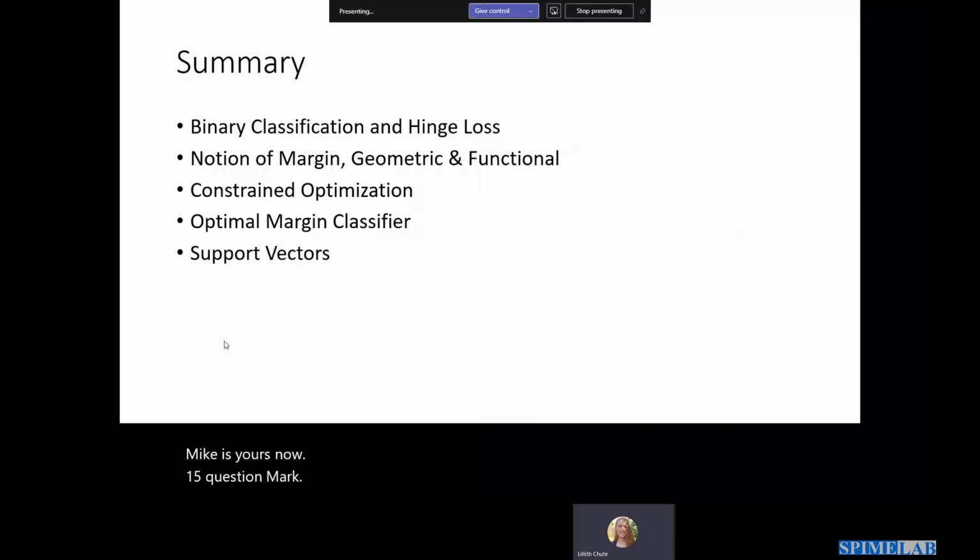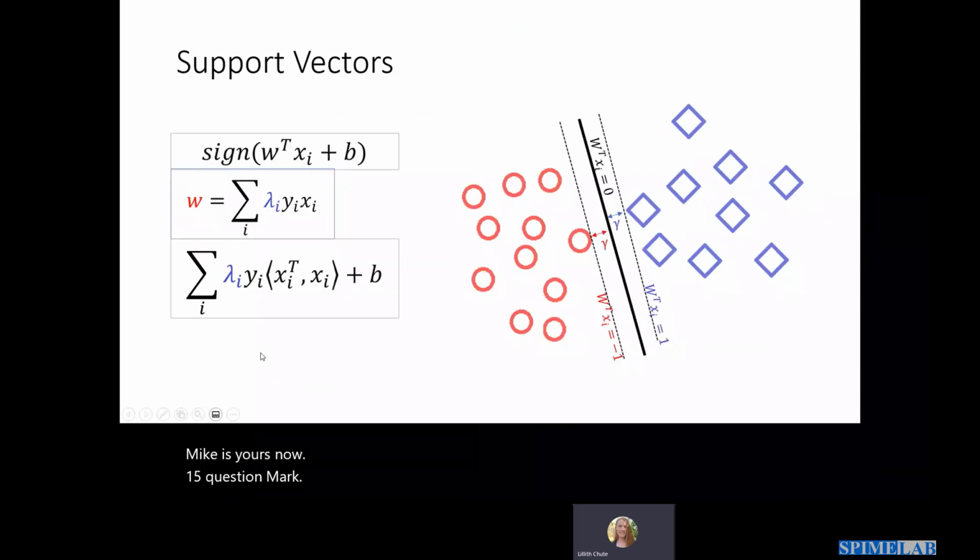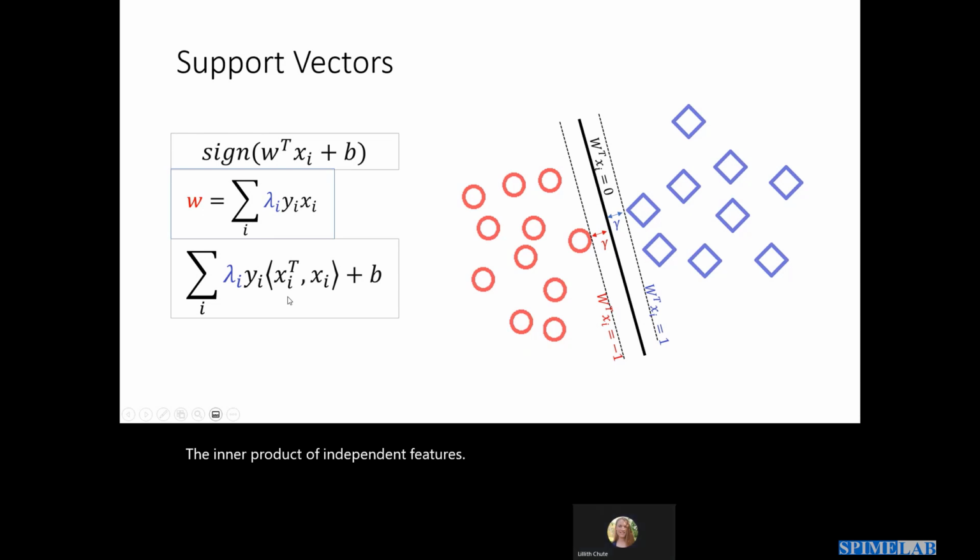So could we go back to the equation where we had the notation for the support vectors? X transpose comma X. This one's 2 slides back, maybe? Yeah, right here. Could you explain again the X transpose comma X? Is that the inner product of independent features? So that's the dot product between X transpose and X? Right. Okay. Where did it come from?